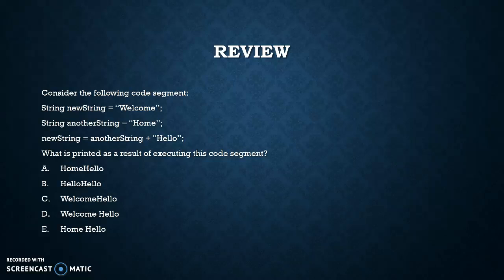So let's do a little review. Consider the following code segment. I've got a couple of strings I've created here. I've got newString, which is "welcome". I've got anotherString, which is "home". And then I've got a third one, newString, which is going to be anotherString plus "hello". So what is going to be printed as a result of executing this code segment?